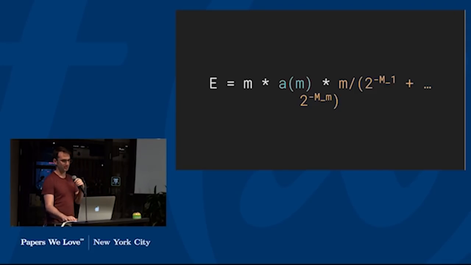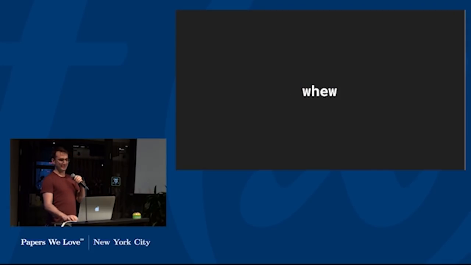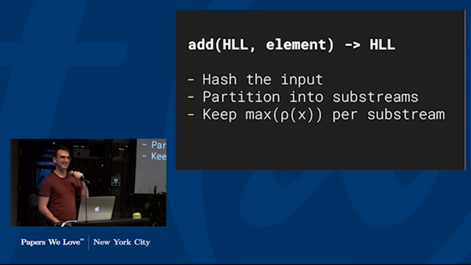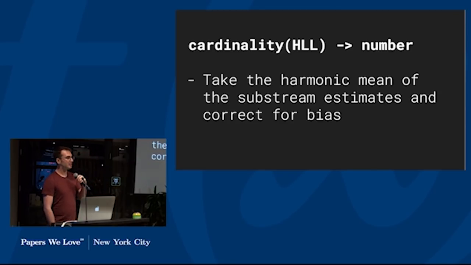And that's it. That's our estimate. We made it. So I'll take a deep breath. And let's recap, right? So we had our add function, which basically just hashes the input, partitions it into those substreams, and keeps the max row of x per substream. Cardinality, we're just grabbing all those substream estimates. We're taking the harmonic mean, and we're correcting for bias.